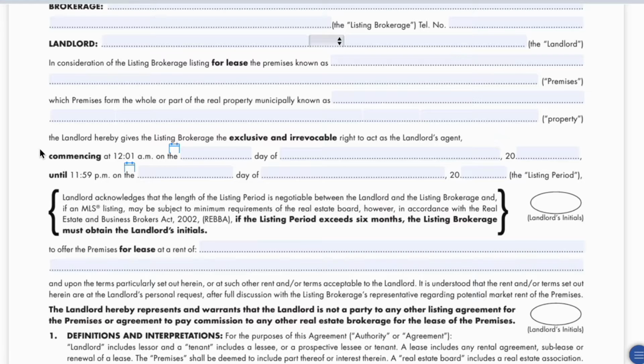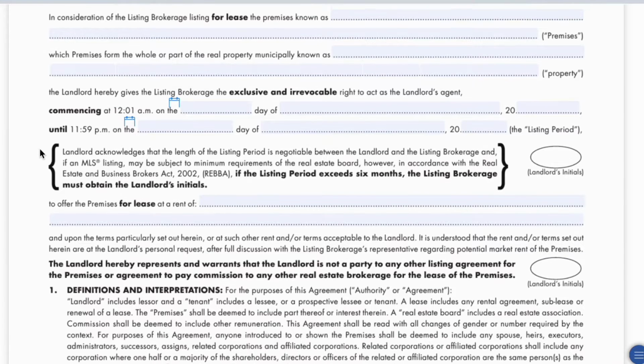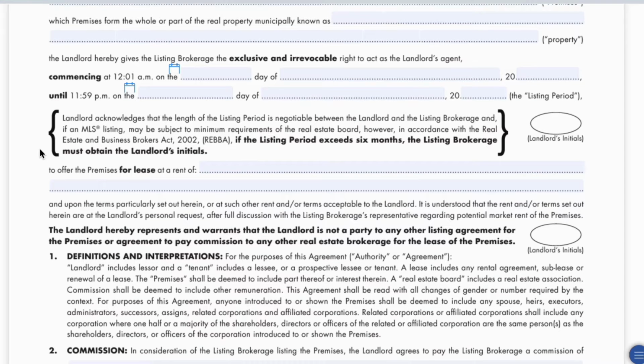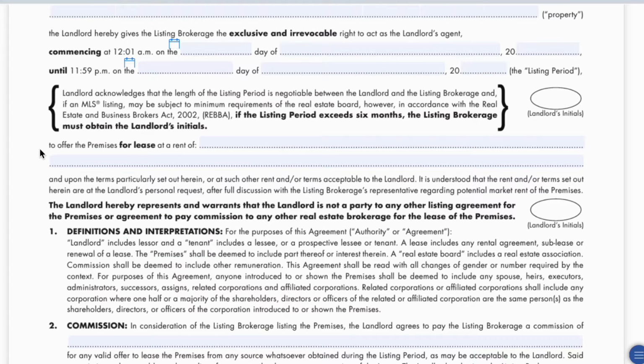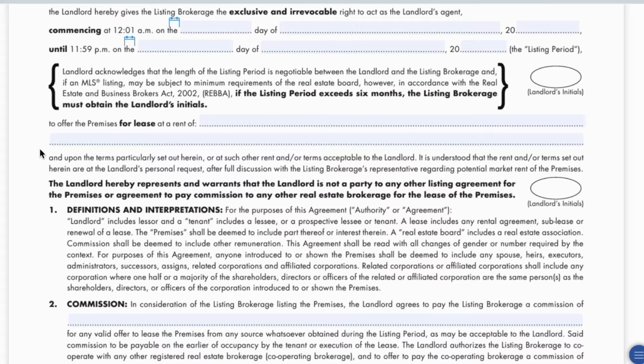City of Toronto. Correct. The landlord hereby gives the listing brokerage exclusive and irrevocable right to act as the landlord's agent, commencing on, and then here we have commencing a time and a date until, I would say minimum 60, possibly 90 days. And then we have the portion in which it says that if the listing period exceeds 6 months, the listing brokerage must obtain the landlord's initial. Yes, that's same for residential. Correct.